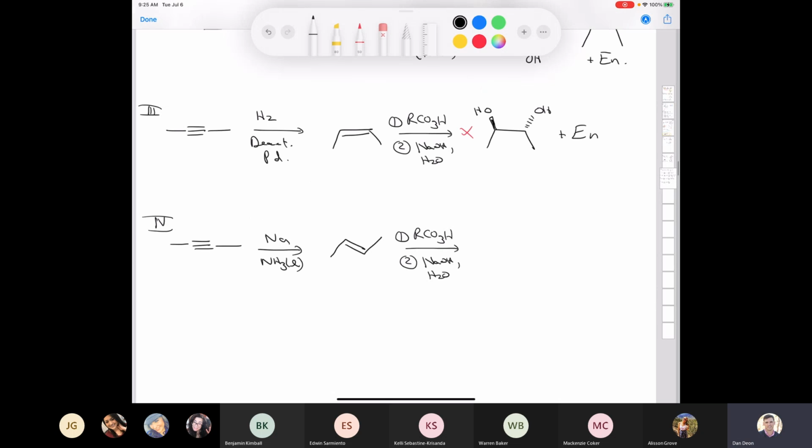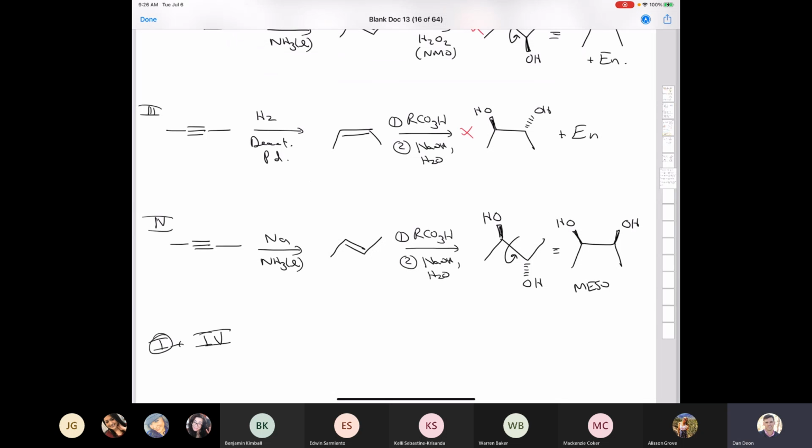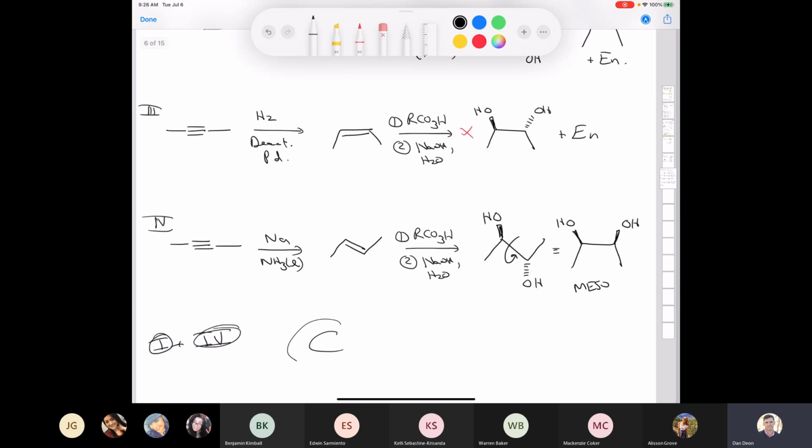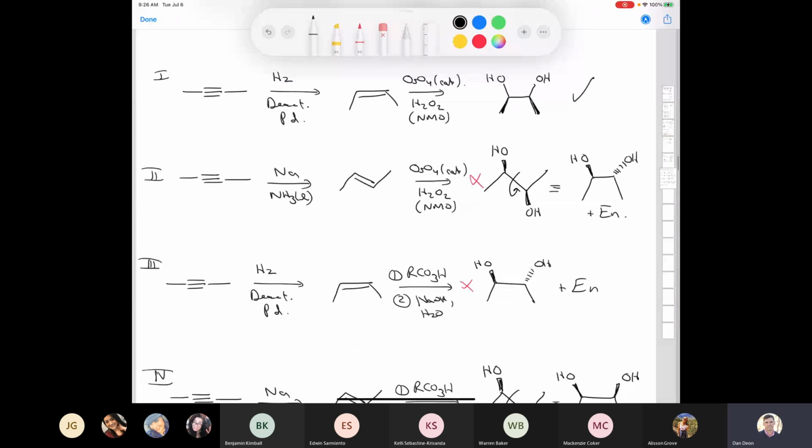Let me grab my pen here. So you're going to have one hydroxyl pointing up and one hydroxyl pointing down. But this is a meso compound because if you rotate this carbon-carbon bond, you end up with this where you have the one hydroxyl pointing up and the other hydroxyl pointing up. So this is a meso compound. And so the answer is number 1 and 4. There we go. And so that means the answer C would be the correct answer.